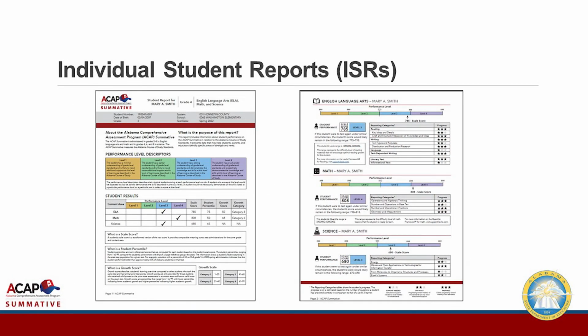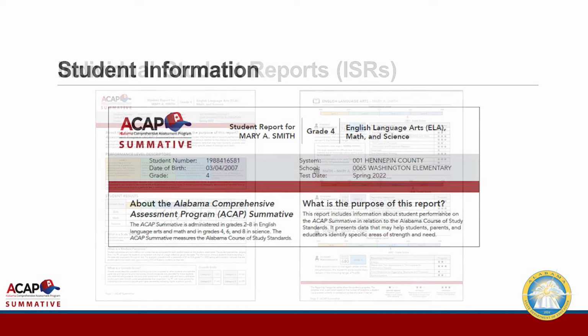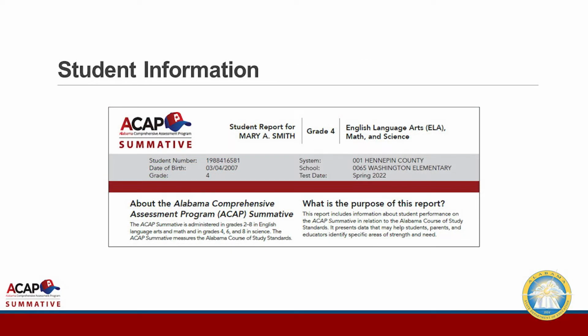The results of the ACAP Summative are provided to you in what we call an Individual Student Report, or ISR. The front page of the report looks like the picture on the left. On the right is a picture of the back, or second page of the ISR. At the top of page 1 of the ISR is some information about your student and an explanation of the test and the purpose of the report.